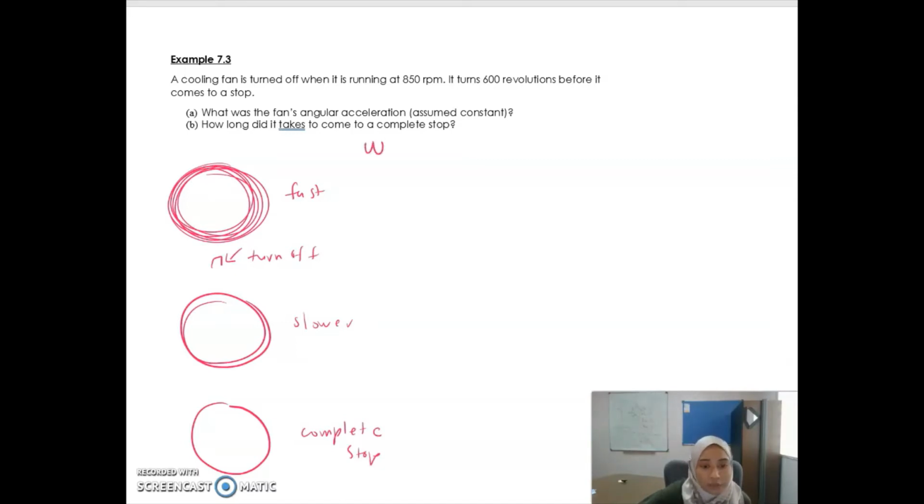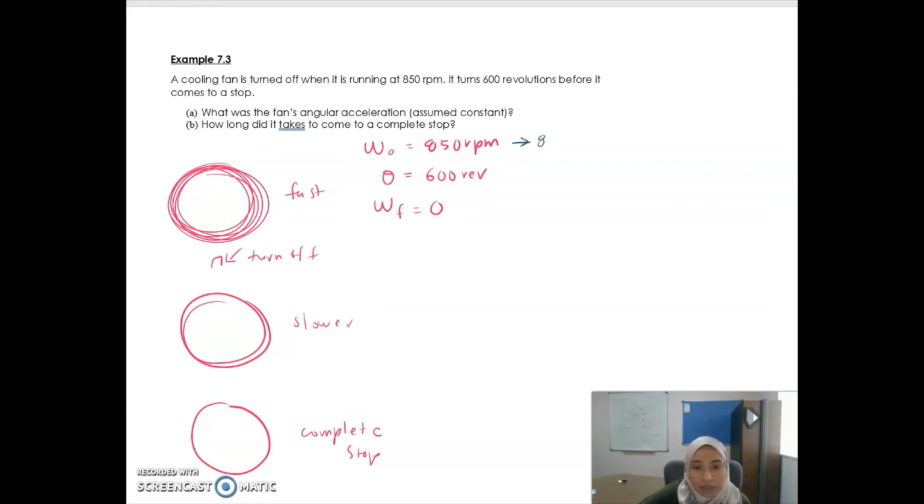So at first it was moving at omega naught of 850 RPM, and then it turns theta of 600 revolutions before it comes to a stop. So your omega final is 0. It's asking, what was the fan's angular acceleration, assuming it is constant? So let's do this. We have S, we have V. The equation that we can use is, but first we need to convert these into SI units.